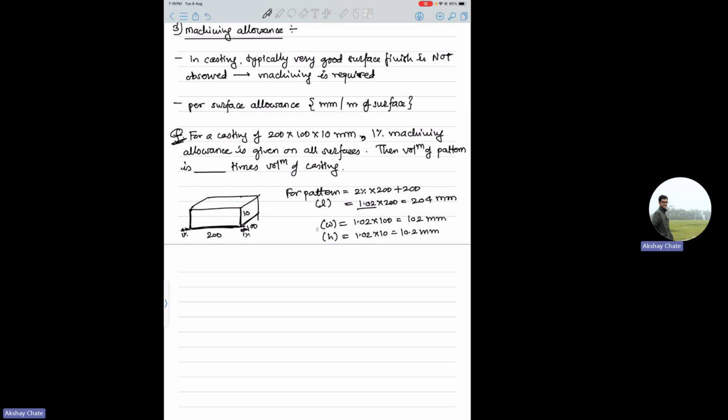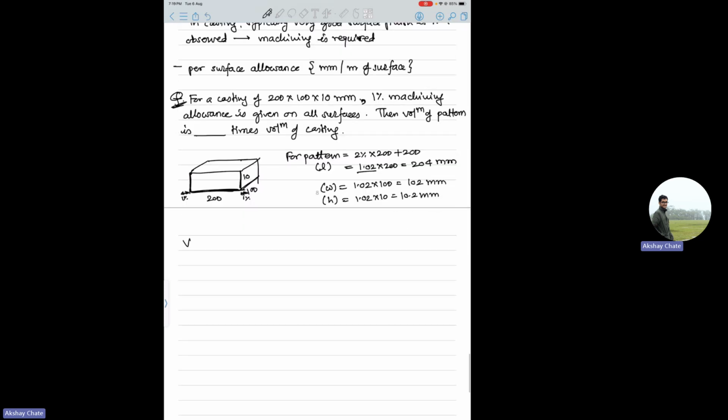So that is 10.2 mm. Okay. And therefore the volume of your pattern, which is, let's say, VP, is 204 into 102 into 10.2. So how much is that? 204 into 102 into 10.2. So that is 2.212... 241.6 mm cube. And your volume of casting is 200 into 100 into 100.